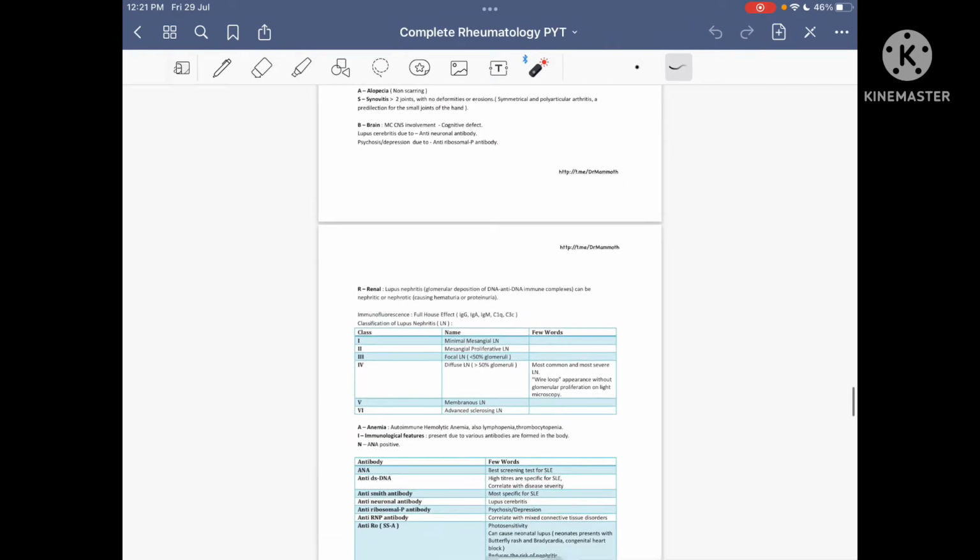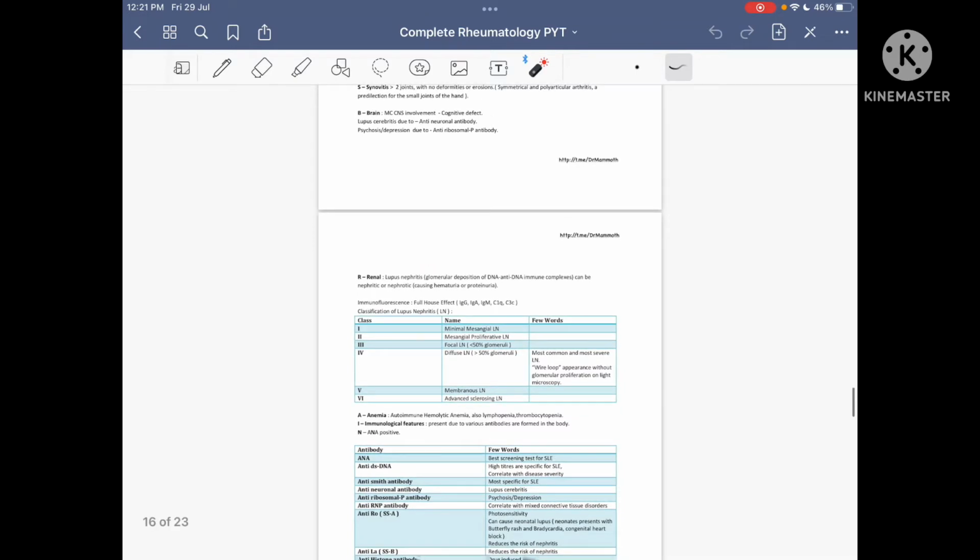R stands for renal, lupus nephritis, a very important topic. Here in immunofluorescence we can see full house effect: IgG, IgA, IgM, C1q, C3c. Classification is also important. There are 6 classes: minimal mesangial, mesangial proliferative, focal, diffuse, membranous and advanced sclerosing. Type 4 is the most common and most severe type of lupus nephritis. There is wire loop appearance on light microscopy.